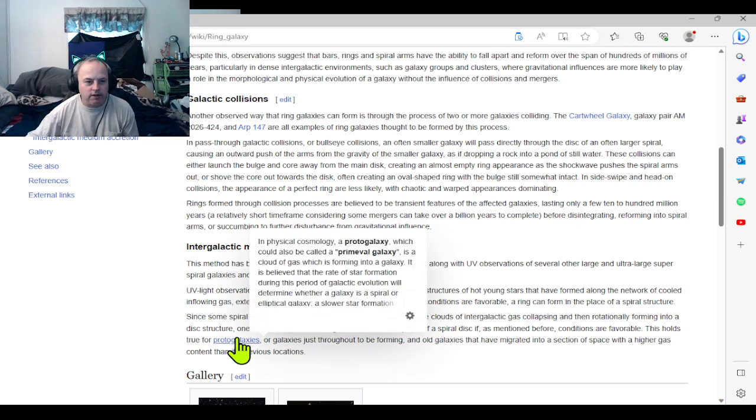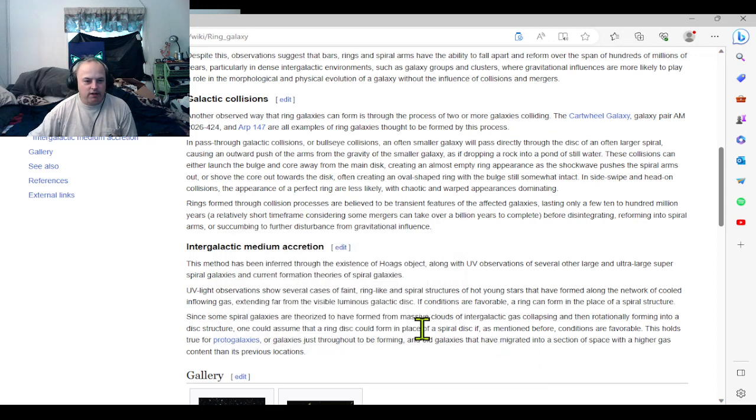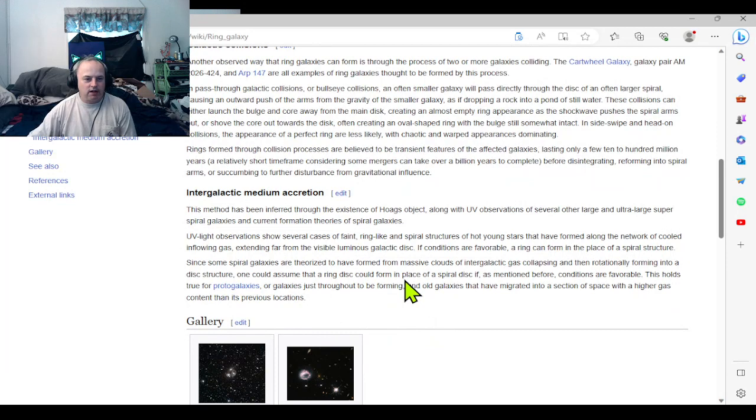I have no idea what that is. A protogalaxy, which could be called a primeval galaxy, is a cloud of gas. It is believed that the rate of star formation during this galactic evolution will determine whether it is a spiral or elliptical galaxy, a slower star formation. So yeah, that means it's just gases, right? Okay, is it going to make a star? Is it going to make planets? What is it doing?